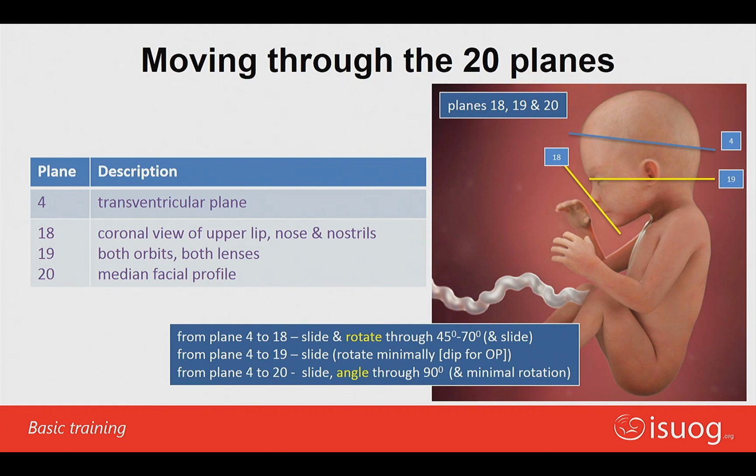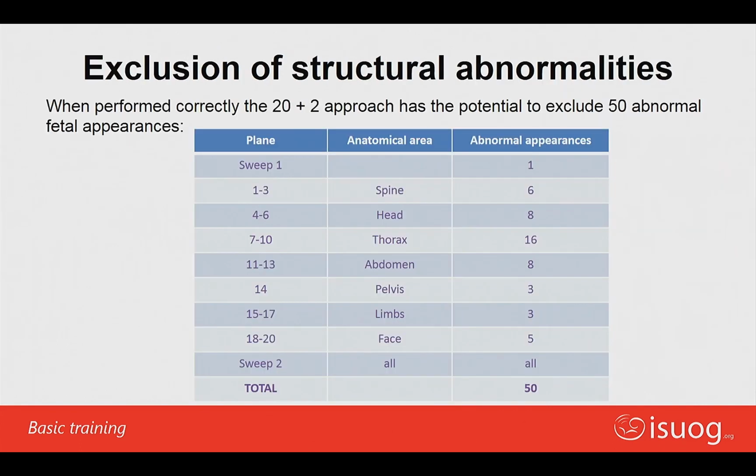And then finally what you're going to do is from your ventricular level, go through to look at your median facial profile, your mid-sagittal section of the face. So what you're going to do here is slide down and then angle your probe through 90 degrees to come from this plane to that plane to get your medial profile view, and a little bit of rotation depending on how well you rotate through 90 degrees. So that's the sum of the whole thing.